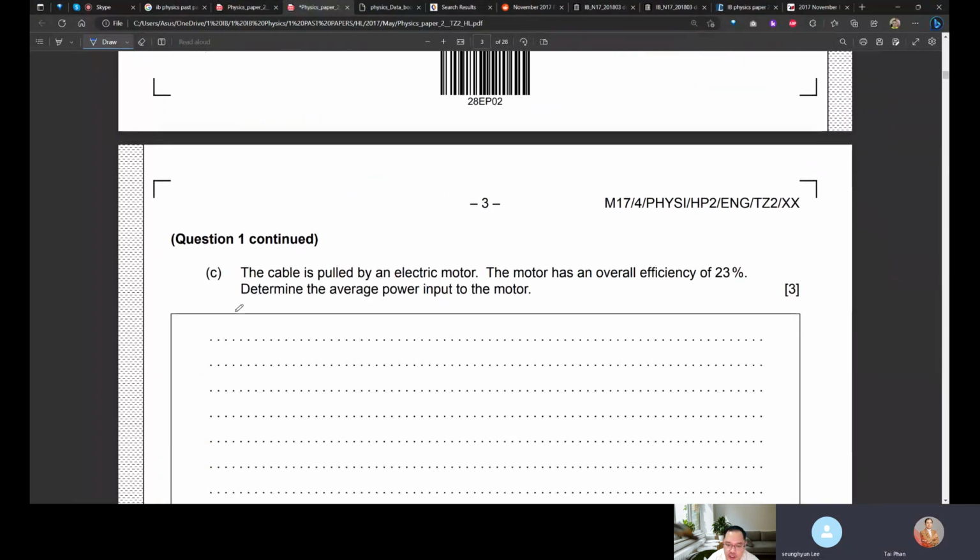The next one, the electric motor. The motor has an overall efficiency of 23%. Determine the average power input to the motor. We have the definition of efficiency, which is 23%: the useful power over the input power, the total power. The total power here is provided by the motor. The useful power is the energy to accelerate the glider.